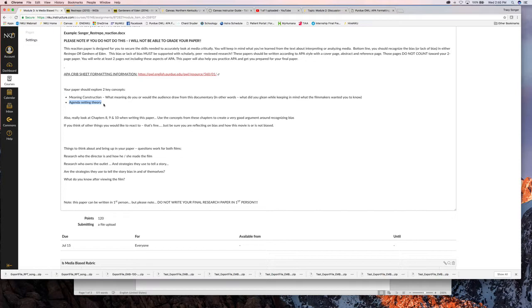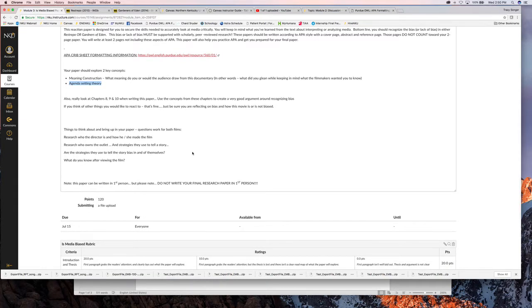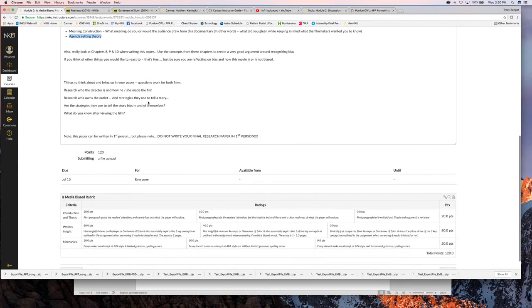And again, it also says 8, 9, and 10. There's a lot of good arguments about recognizing bias. You can use your book as a scholarly resource, but you need 2 other ones on top of that. So things to think about, research who the director is. How did he or she make the film? Who owns the distribution outlet? What strategies do they normally use to tell a story?